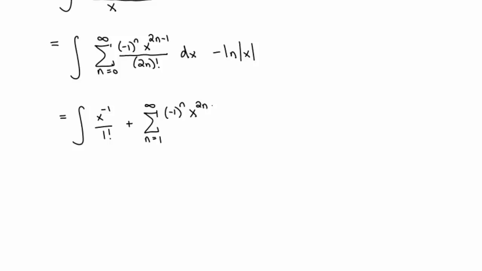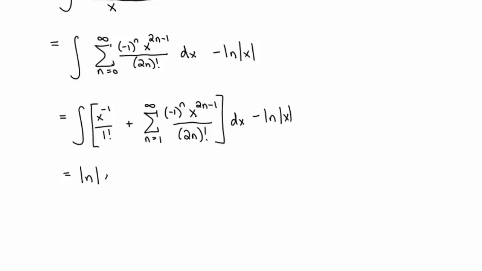X to the 2n minus 1 all over 2n factorial, and this is dx on all of this. And then we have a minus natural log absolute value of x. If you integrate that first piece, that's just a 1 over x, and that integrates to be a natural log absolute value of x. So you can see the natural log absolute values of x will cancel. And I still have an integral of the summation from n equals 1 to infinity of negative 1 to the nth x to the 2n minus 1 over 2n factorial.